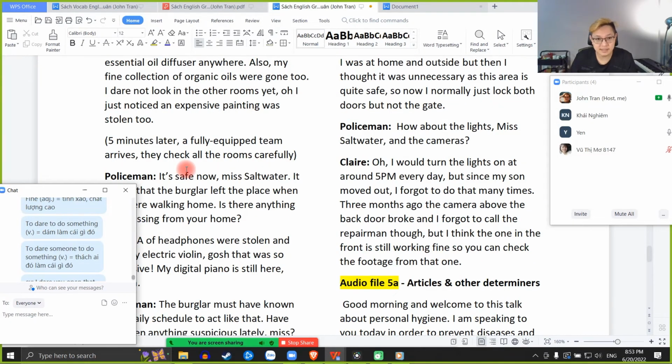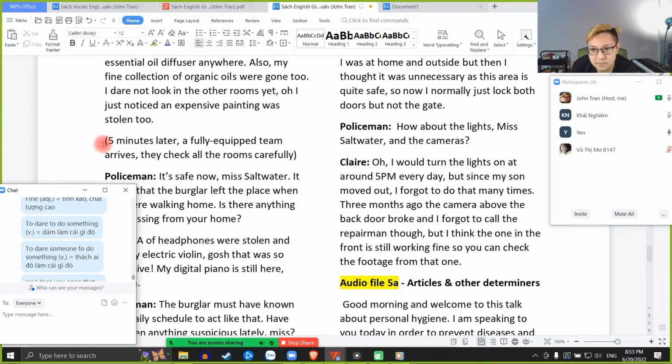Okay, 5 minutes later, a fully equipped team arrives. Đọc đi em, please. Yến, please. A fully equipped team arrives. Âm tê cuối. Nó không có rung lên cho nên là equipped. Fully equipped team arrives.